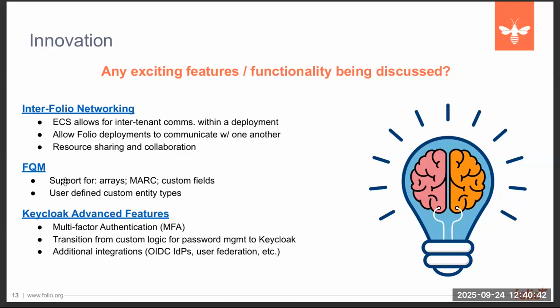So FQM will support the identification of arrays that are contained within the JSON structure, and you can basically use them as query filters. You can query against them directly. We're extending the range of entities that are covered. In particular, we're going to provide SRS support, so we have access to the MARC records from FQM as well.